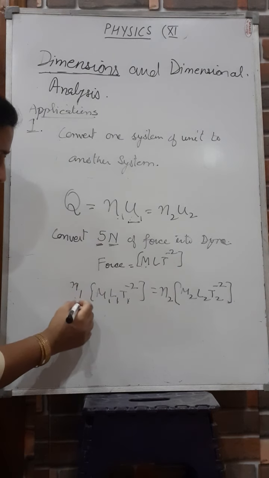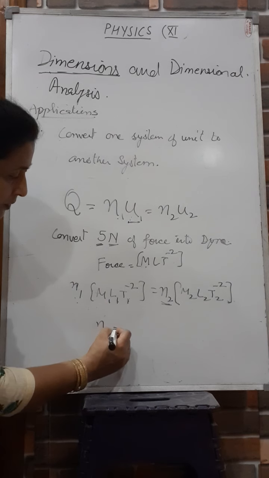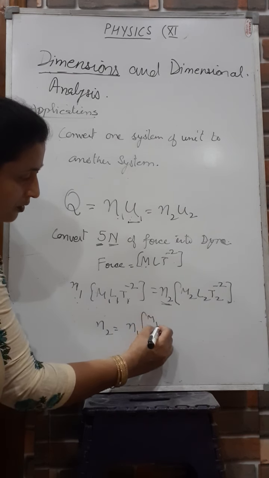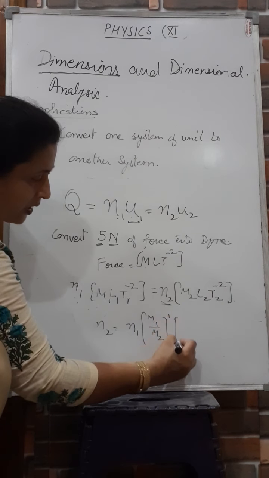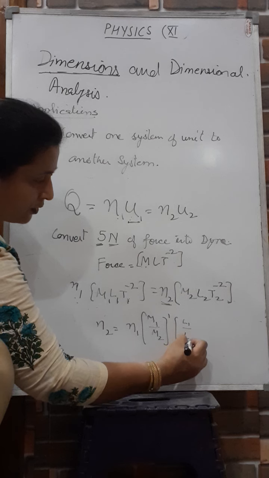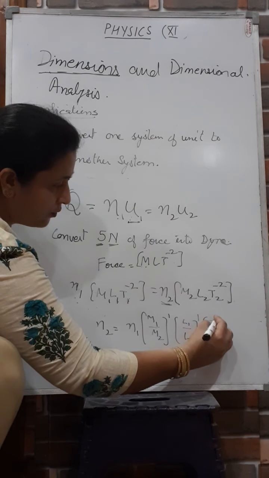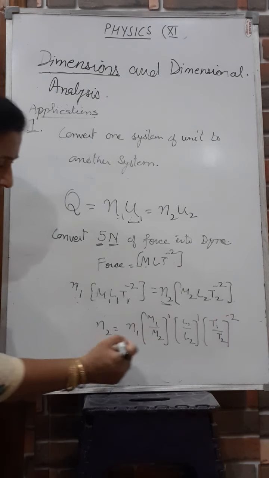N1 is 5. We have to find out N2. So N2 will be equal to N1 into (M1 upon M2) raised to power 1, (L1 by L2) raised to power 1, (T1 by T2) raised to power minus 2.